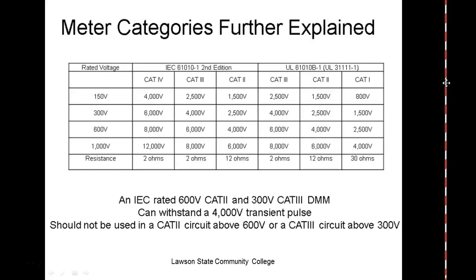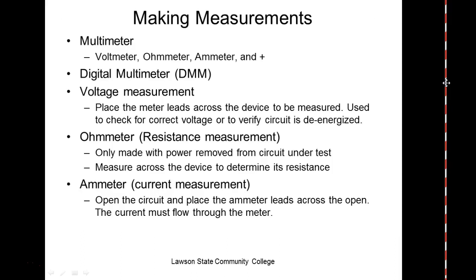Are we okay on category meter? Yeah. So for this class, you need at least a category 3 meter. So you can get a Cat 2, Cat 3. The maximum voltage that you'll use here at the college is 220 volts.